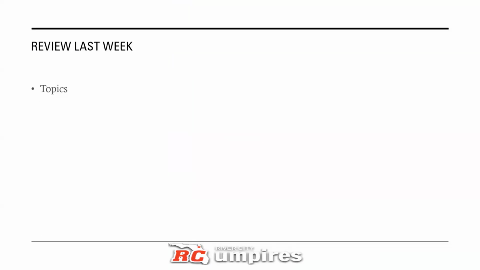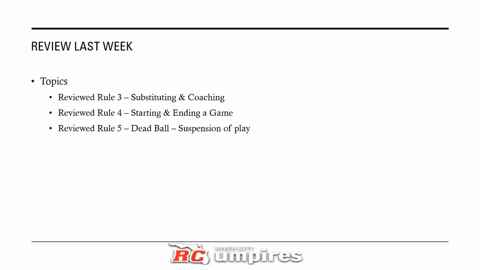Last week, we reviewed substituting and coaching, starting and ending a game, and the dead ball suspension of play. That includes those dead ball tables, right? So today, we're going to talk about the pitcher. If we can, we'll get into the batter. Rule 8 is then the runner. And rule 9, I don't remember off the top of my head. I know 10 is the umpire. 9 is scorekeeping that we don't really care about, except there are a couple of scorekeeping questions on the test. Not really sure why, but there are.